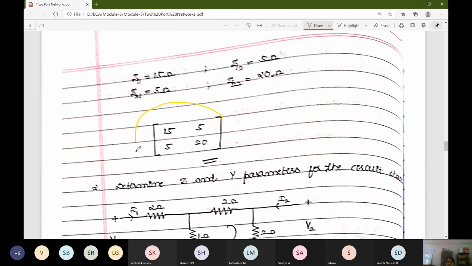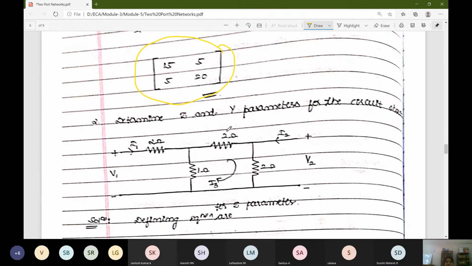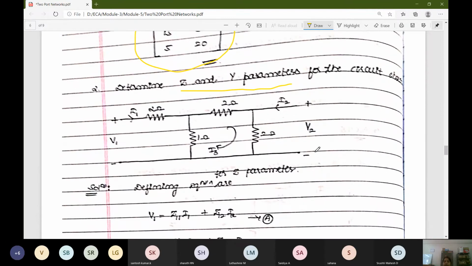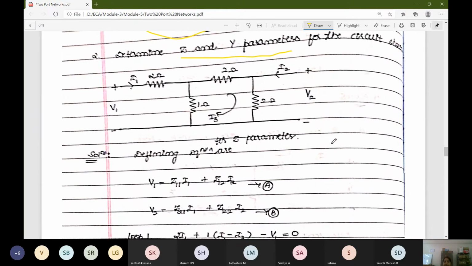Just write it in square bracket matrix form. This will complete finding the Z parameters. This is one method: writing the loop equations and comparing them with the standard equations. So we'll move on with the second example. Determine Z and Y parameters. They have asked for both the parameters for the circuit shown. Just they have increased one.